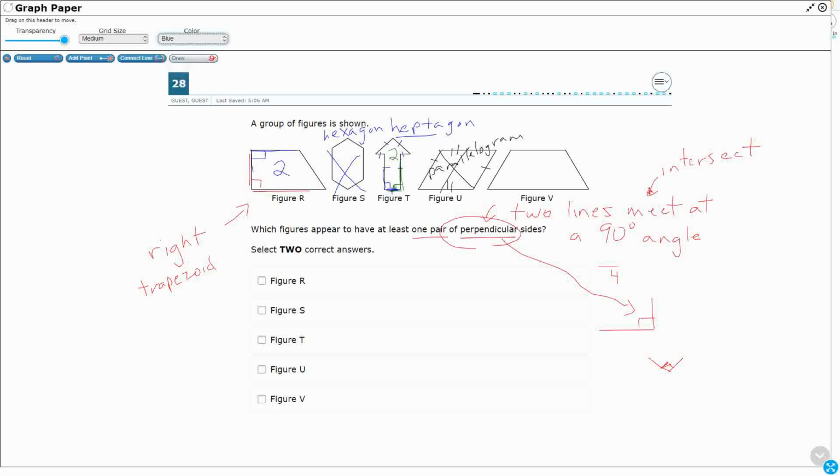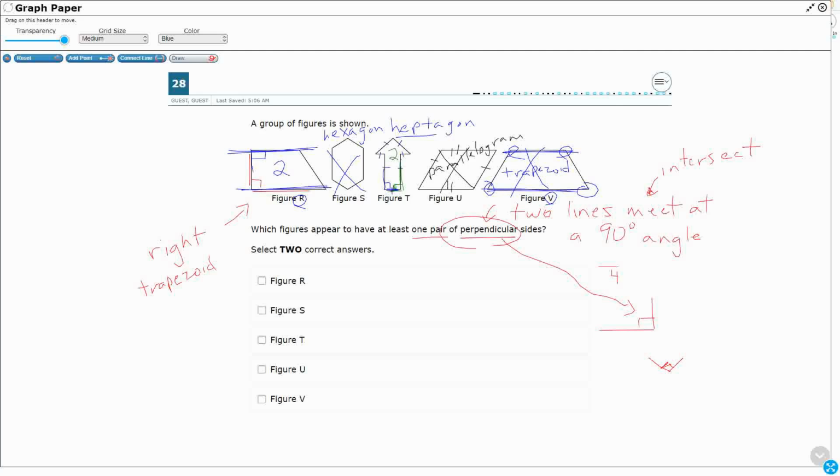And then finally, let's look at our last shape. This is what most of us think of when we think of a trapezoid. Now, figure V and figure R are both trapezoids. Trapezoid just has one set of parallel lines. So trapezoid has a set of parallel lines there. This one over here has a set of parallel lines here. It doesn't matter that the other sides are either straight or slanted. So they're both trapezoids, but I don't see any right angles, which means there are no perpendicular lines. So that's not going to work.